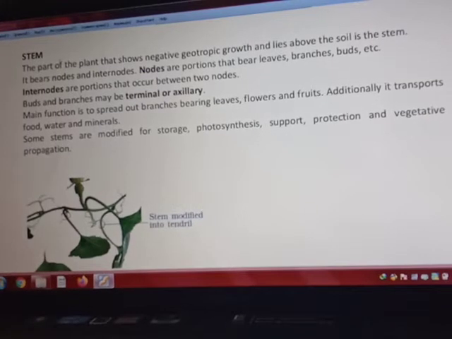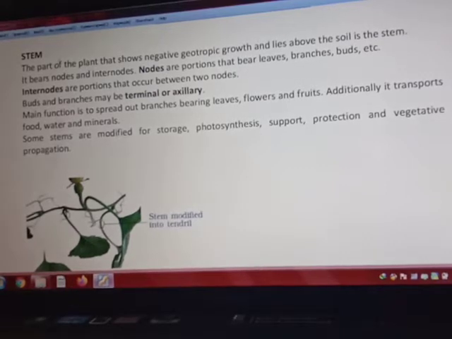Welcome students. Today we are going to start our next topic, modifications of the stem, about its general characteristics, and in this topic all of the things we will cover one by one. So in the previous class we discussed the roots, and today we are discussing the stem. So first of all, what is a stem? This question is very normal and you have studied it in the lower classes also.